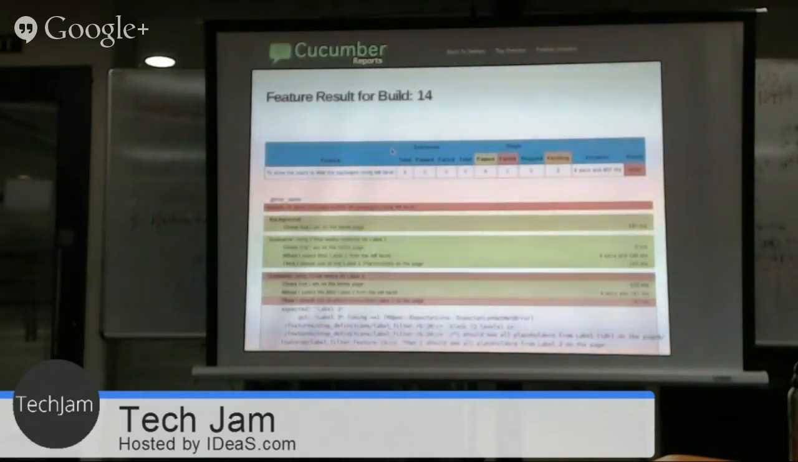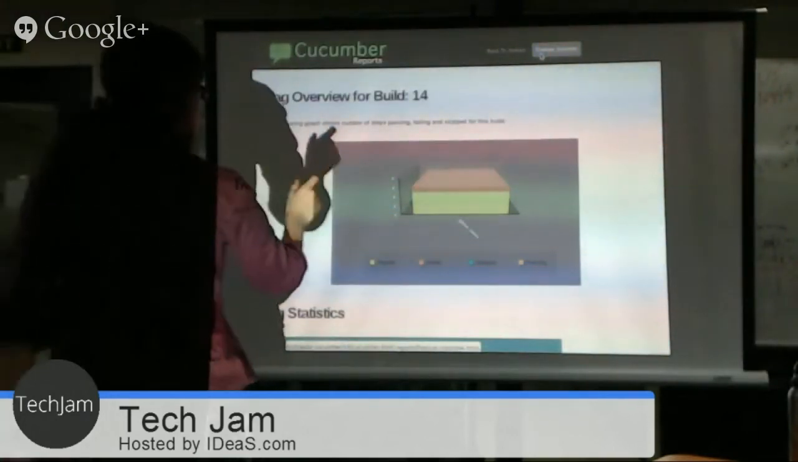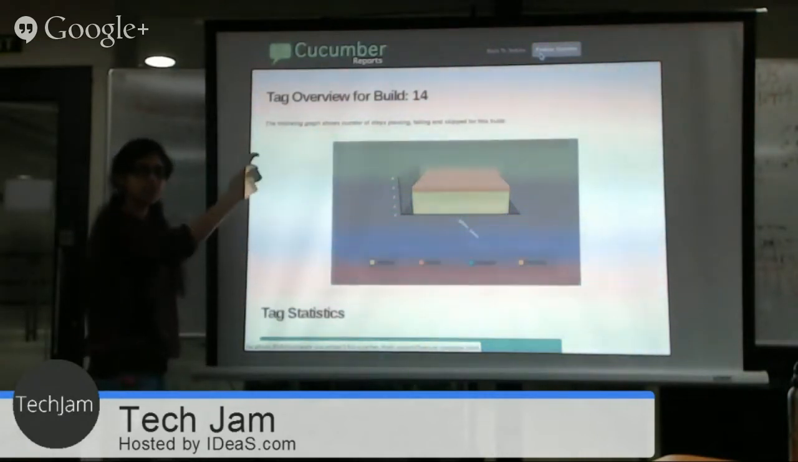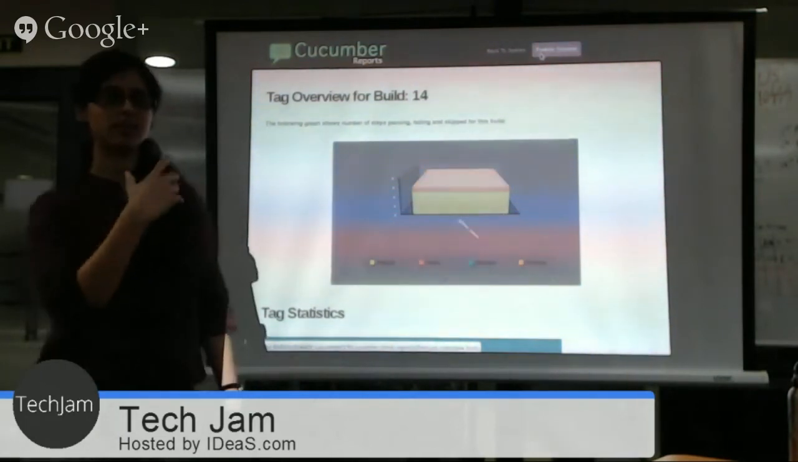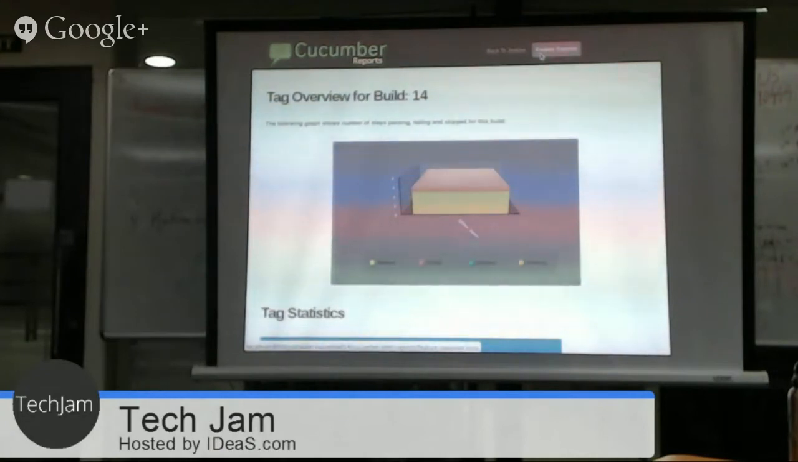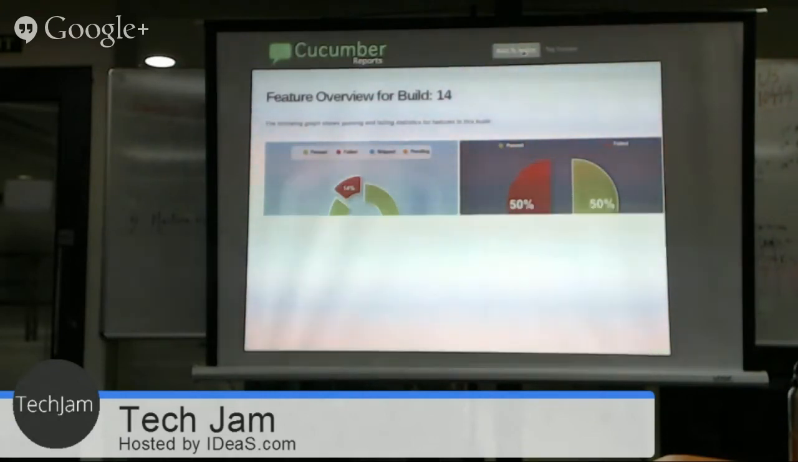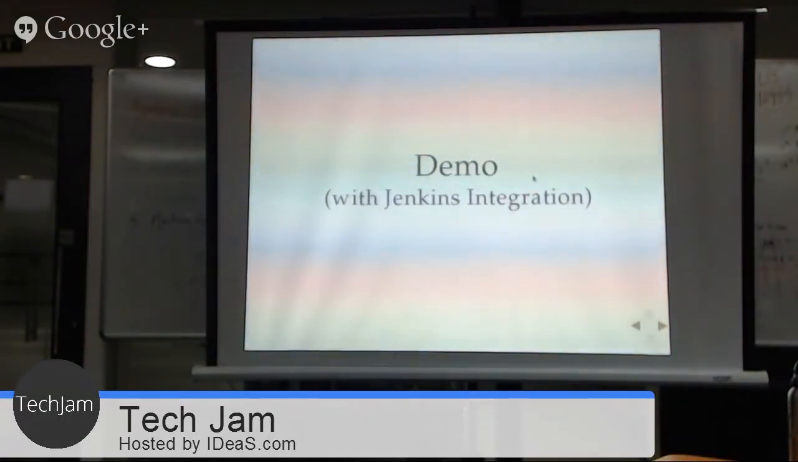So when you add tags, Jenkins also allows you to have a tag overview like this. So if you have multiple tags here, you will have multiple bars here, saying that this percentage of the test cases for this particular tag failed and how many passed this way. It gives you a feature overview, which was this, and a tag overview. Simply go back to the Jenkins. Done with the demo.